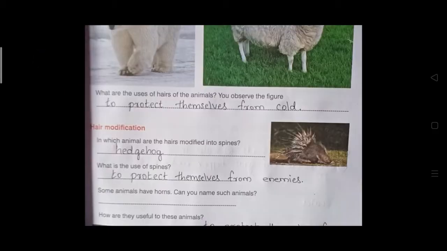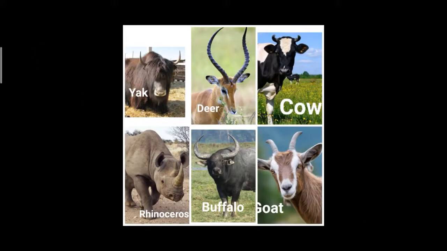Hair modification. In which animal are the hairs modified into spines? Hedgehog. What is the use of spines? To protect themselves from enemies. Can you see any similarities among these animals? Yes, they all have horns on their head.